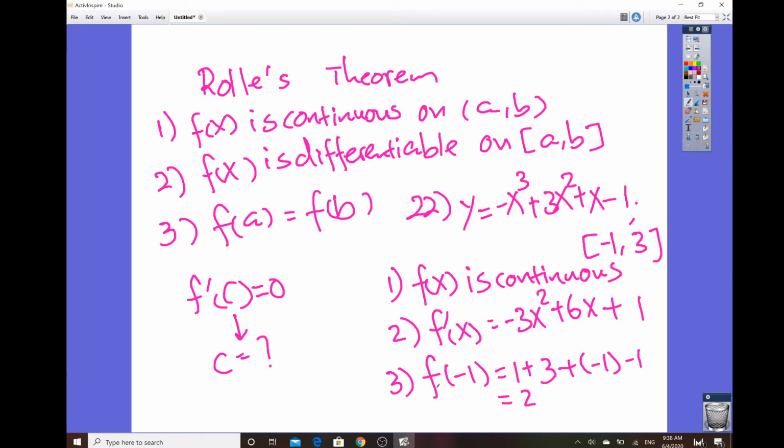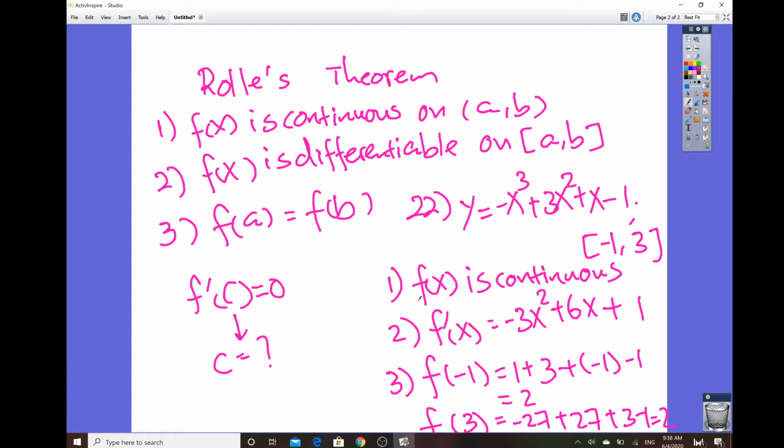Okay, so that's f of a. And now what about f of 3? So this one is for f of b. Do it mentally. We do have 3 to the power of 3, which is 27, so negative 27. Plus 3 times 3 quantity squared, so it's 27. And then 3 minus 1. Again, it's going to be 2. So basically the function satisfies Rolle's theorem, all three requirements. So f of x is continuous, f of x is differentiable, and then f of a equals f of b.